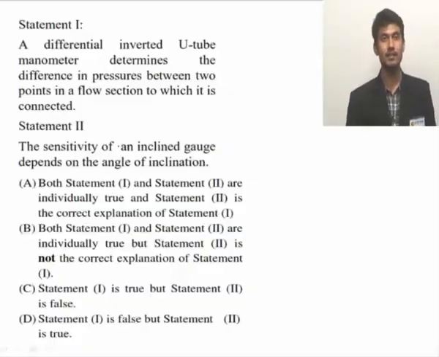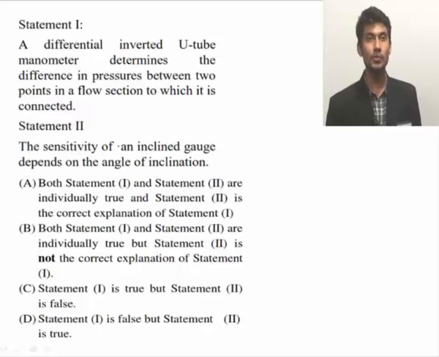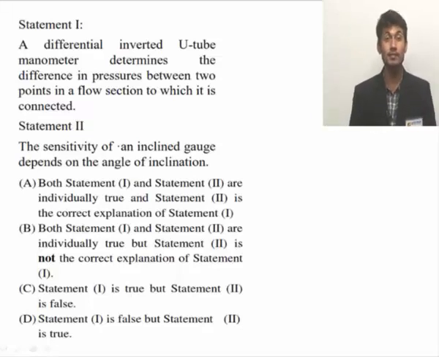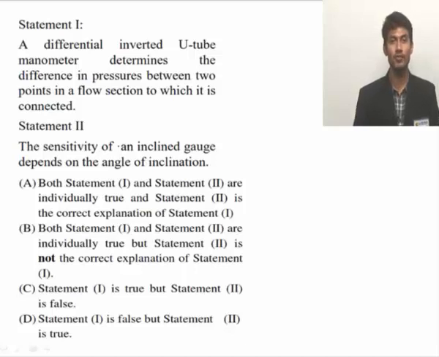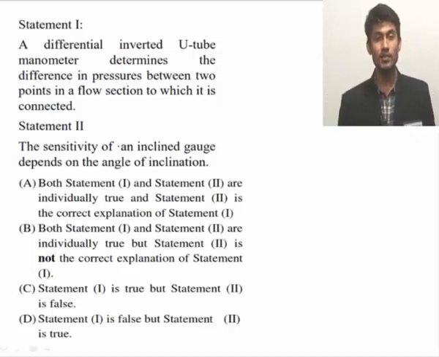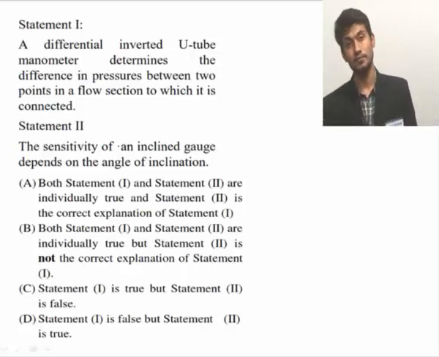Statement 1 given is: a differential inverted U-tube manometer determines the difference in pressure between 2 points in a flow section to which it is connected. So we'll see whether that statement is correct or not. Statement 2 given is: the sensitivity of an inclined gauge depends on the angle of inclination.